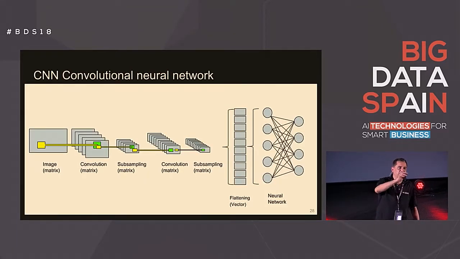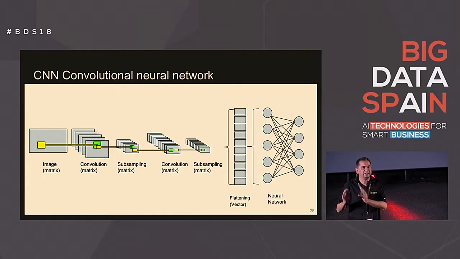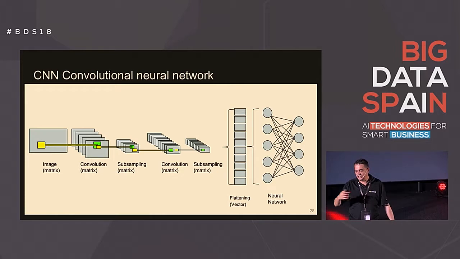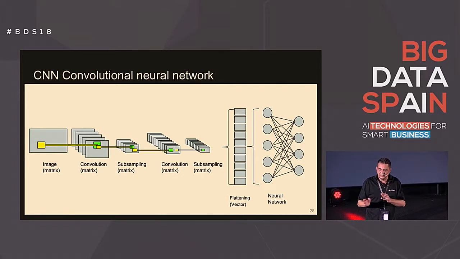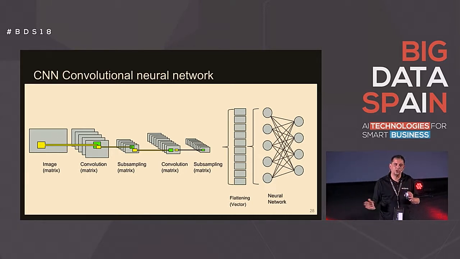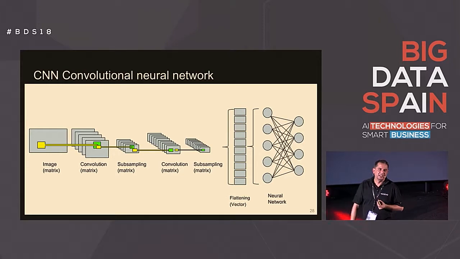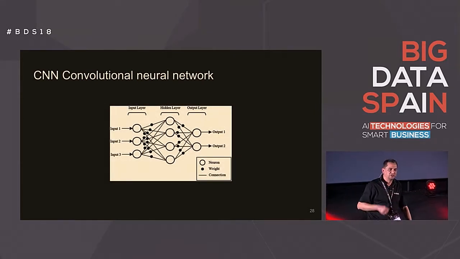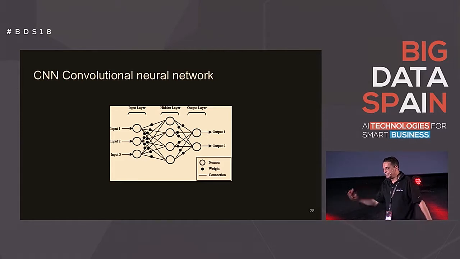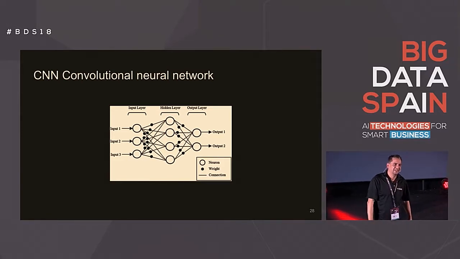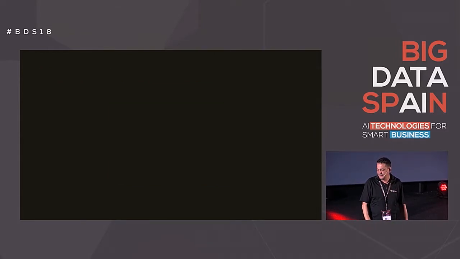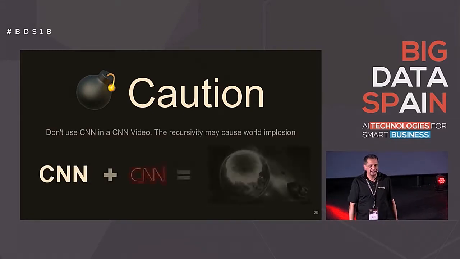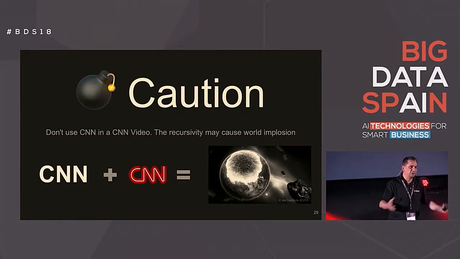Well, these operations come before a neural network. And you can concatenate a lot of these operations to obtain, in the last step of these layers, a vector flattening all the previous matrices, and this vector is the input to a normal neural network with its inputs, its layers, its outputs, and its weights, like a normal neural network. Caution, you can use CNN in a CNN, because the world can be explored by recursion.